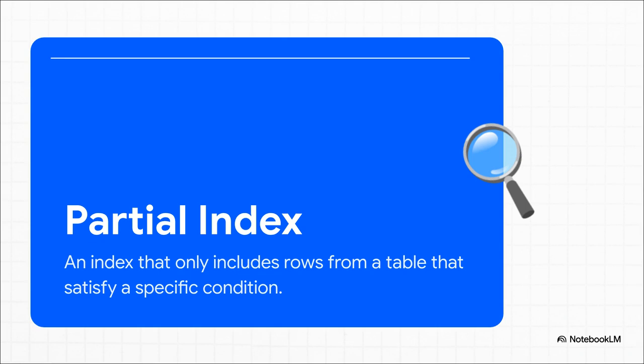I love this one. Think of it like a VIP list for your data. Instead of indexing every single row in a huge table, a partial index only cares about the rows that meet a specific condition. You know, the ones you're actually querying all the time. It's all about precision over brute force.